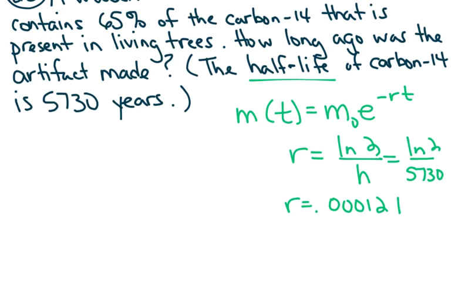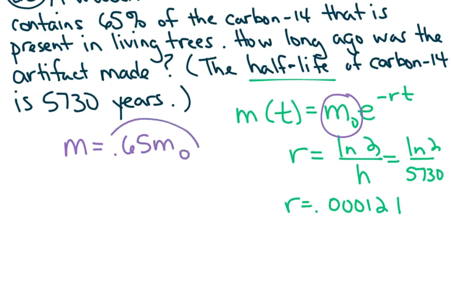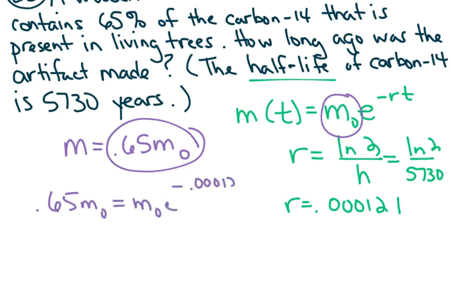Now, they didn't give me the original amount, did they? But I do know that the new amount is 65% of the original. So I'm going to plug this in for m. 0.65 m naught is going to equal m naught e to the negative 0.000121t. These go away.